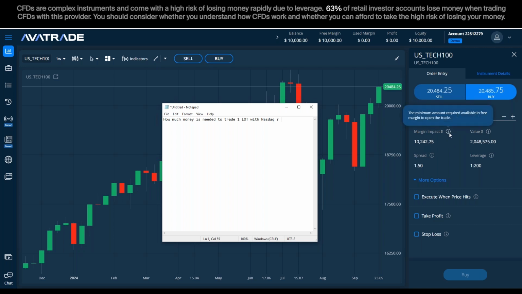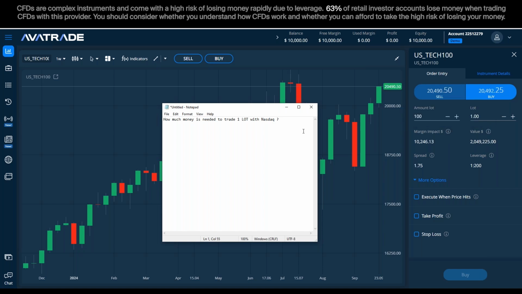In short, margin impact, also known as margin requirement, is the bare minimum required to open a position. As long as I have that amount available, not in my balance, but in my free margin, then I can take the position. The free margin is what I need, and the margin impact is what I need, not the value.